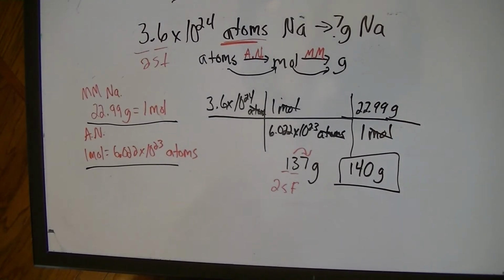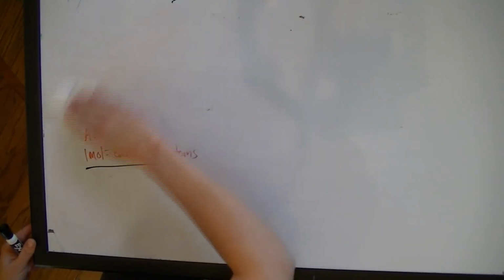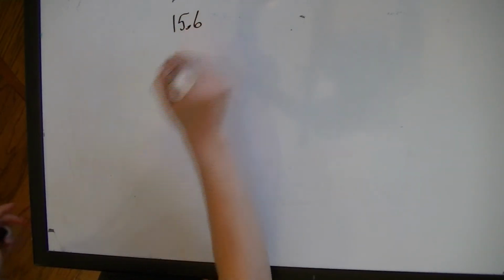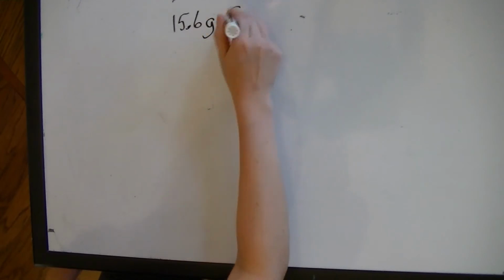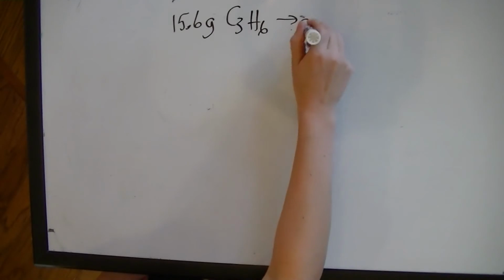All right. Let's try a little more difficult one. We have, let me erase this. I believe I did these ones on the board before we all got quarantined here. So this one here is going to be a new one that I haven't shown on the board yet. So let's see, we're going to convert 15.6 grams of C3H6, and we are going to go to grams of carbon.